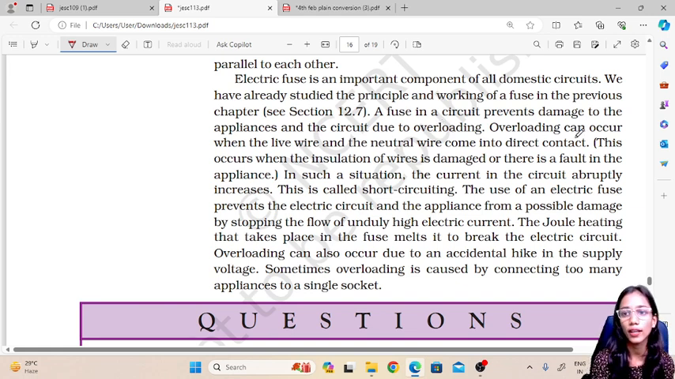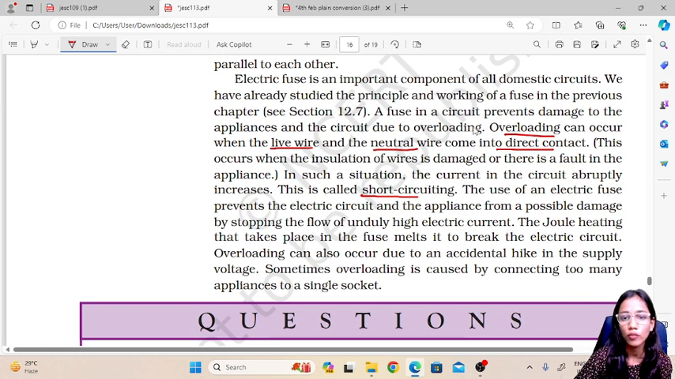Now, how can overloading occur? Overloading occurs when the live wire and the neutral wire come in direct contact. This usually occurs when the insulation of the wire is damaged or there is any fault in the appliances. This is termed short circuiting.